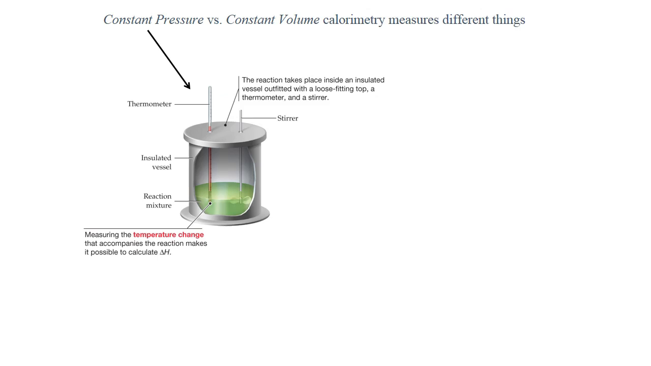Now, there are different kinds of calorimetry. What we're going to be doing in our lab is called constant pressure calorimetry, and that uses a calorimeter like the coffee cup calorimeter. The constant pressure is the pressure of the atmosphere outside. And there's also what's called constant volume calorimetry, and they measure different things. Constant pressure calorimetry measures delta H, which is the change in enthalpy of the reaction, which is what we're going to measure in our lab.